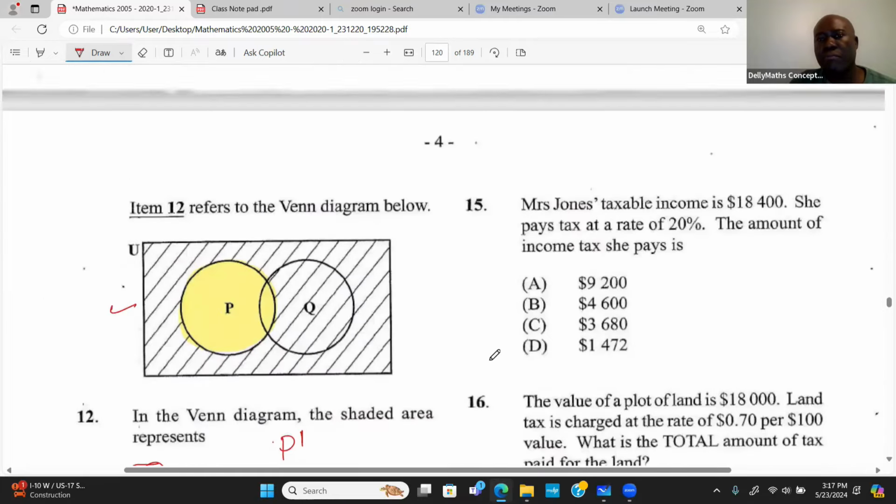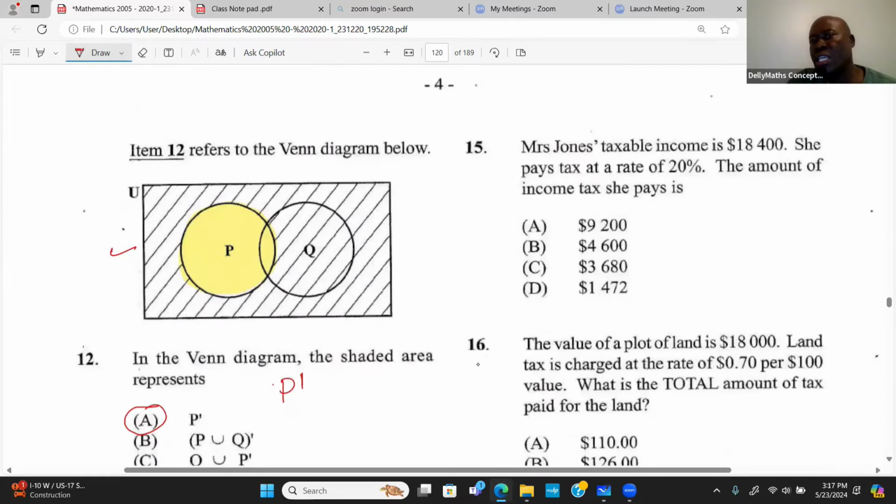Let's go to number 15. It says Mrs. Jones' income is 18,400. She pays a tax of 20%. The amount of income tax she pays is what? So we want to find the income tax. There are many ways you could do that. You could have 20% times this, and then all you have to do is just cancel your little zeros. For example, zero cancels zero, zero cancels zero. So I'm left with 2 times 1,840. Those are simple numbers that we could put together. That's about 3,680 when you double that.